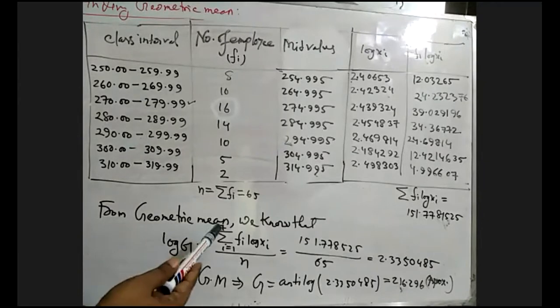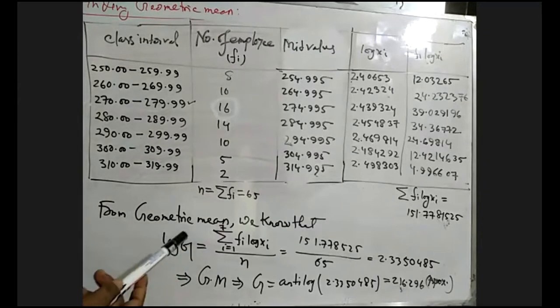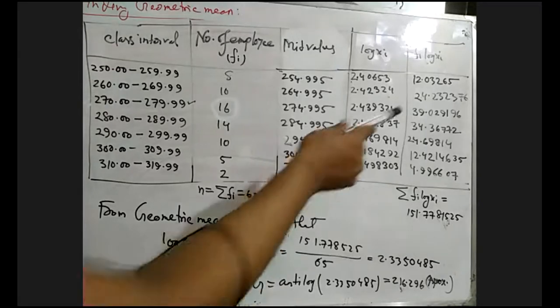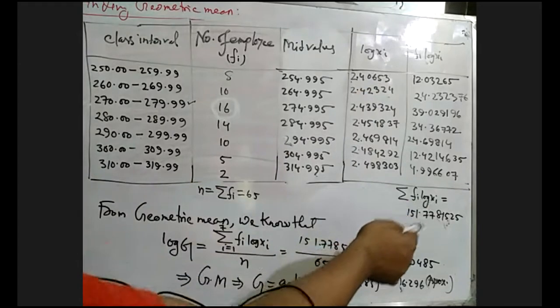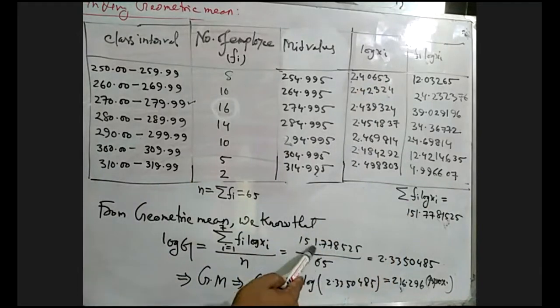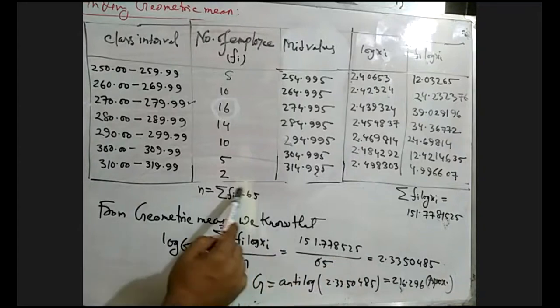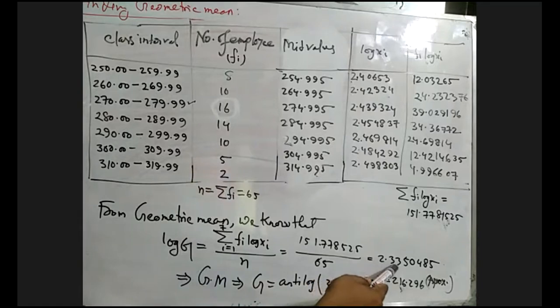So for the geometric mean, we have log z equals this, using this formula, and this is the sum of fi log xi. So 151.778525 approximately divided by n, the total number of frequency, 65, will give 2.3350485. Now for the geometric mean, taking the anti-log, we get the value of z, anti-log of this one. So the anti-log of this will give the result 216.296 approximately. So this is the geometric mean.